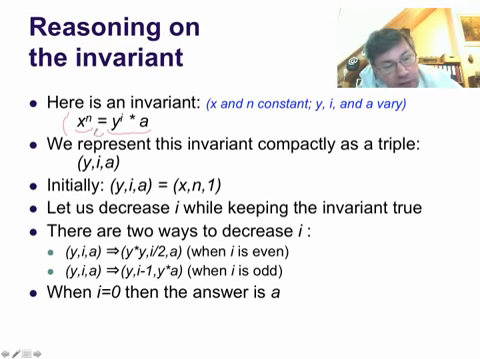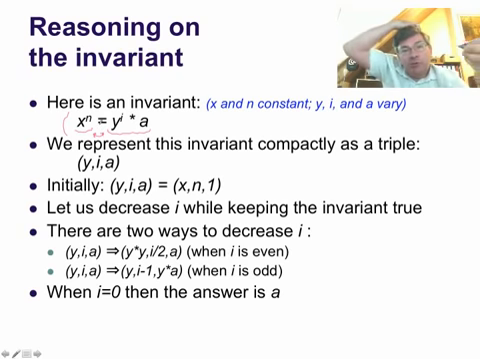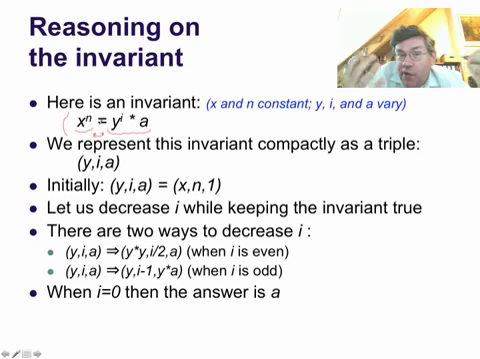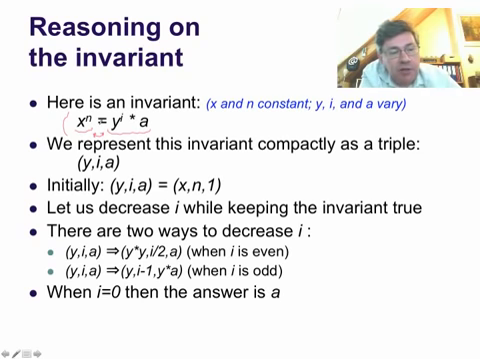So this distinction between part of it as constant and part of it that will vary is inherent to this invariant approach. So to represent this formula, which has 5 variables, we can represent it compactly with y, I, and a, the 3 that can change. Whereas x to the n, x and n do not change, we don't have to have them in our notation. So this allows us to write it much more compactly. You have y, I, a, initially is x, n, 1, x to the n times 1.